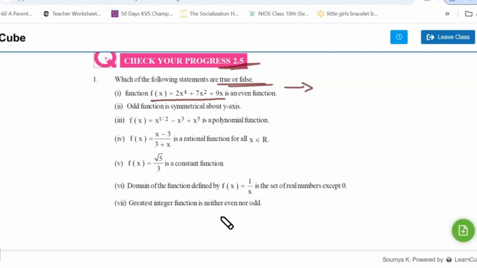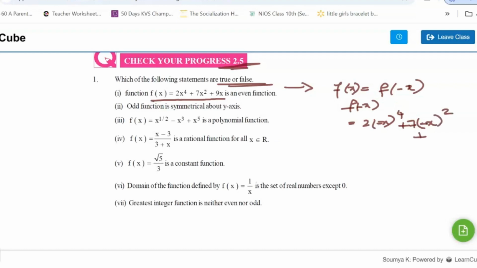So how to do this question: for a function to be even, f of x should be equal to f of minus x. That is what we have to check. f of x is this value, and f of minus x will be 2 times minus x raised to 4. Wherever you have x, substitute with minus x. The resulting answer will be 2x raised to 4, because it is an even power, so the negative becomes positive when multiplied 4 times. Okay, so this will be plus 7x square minus 9x.